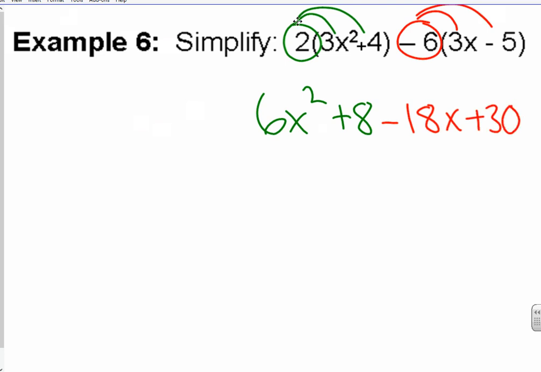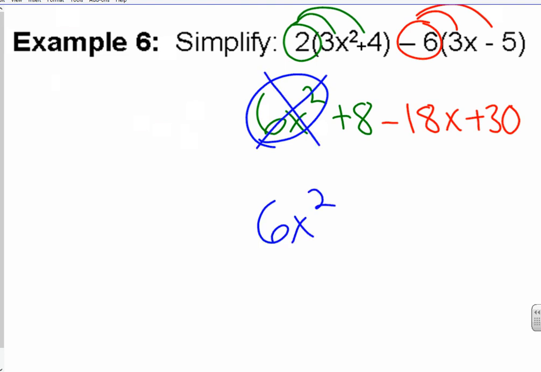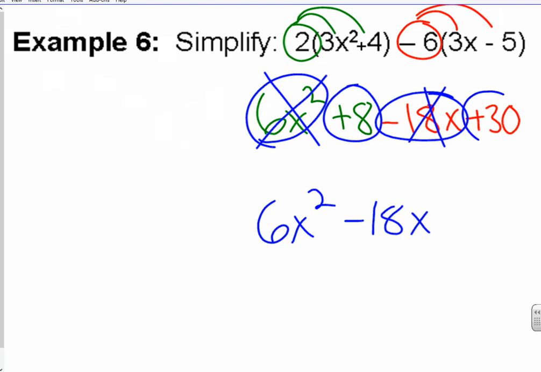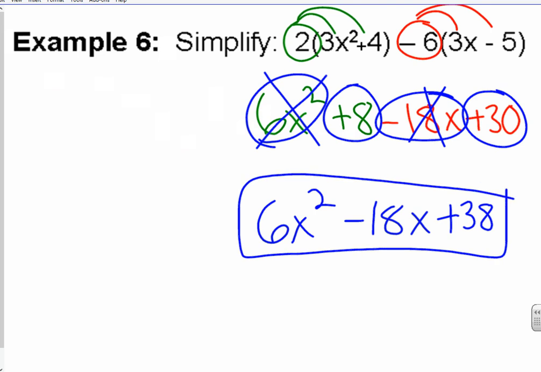I look for my highest exponent. I check for like terms. I put it in the answer. I cross it off. My next highest exponent, I look for like terms. Nothing to combine. It goes straight to the answer. I cross it off. Then my constants combine to make positive 38. Final answer.